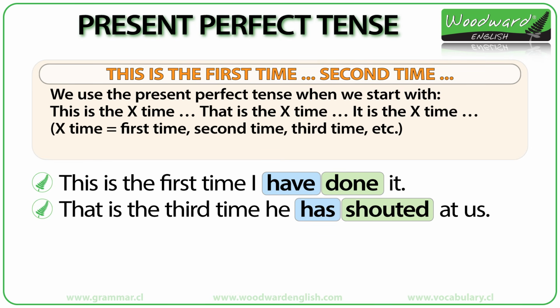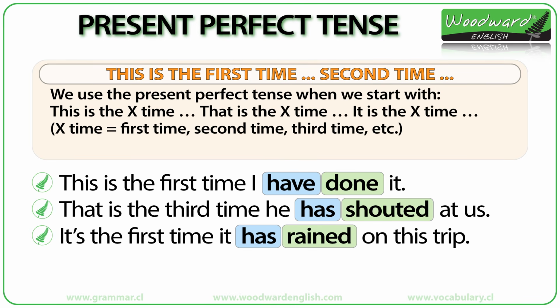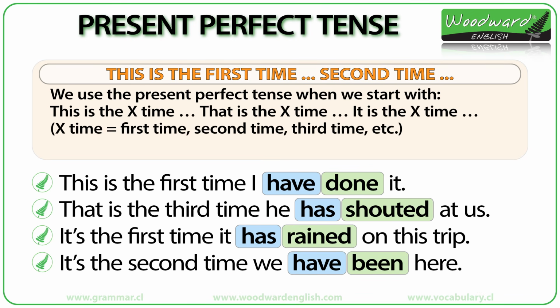That is the third time he has shouted at us. It's the first time it has rained on this trip. It's the second time we have been here. I recommend watching our next lesson about using adverbs with the present perfect tense. This explains more situations when you need to use the present perfect tense.